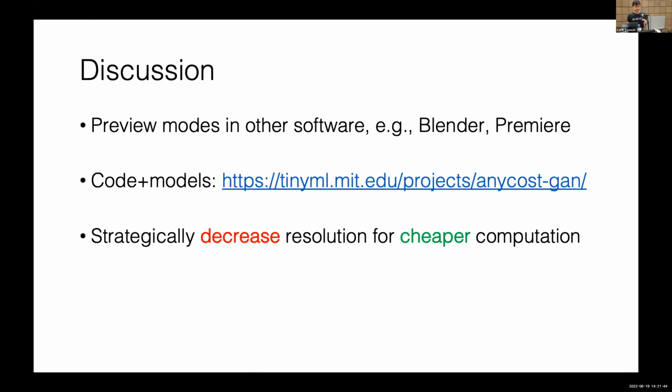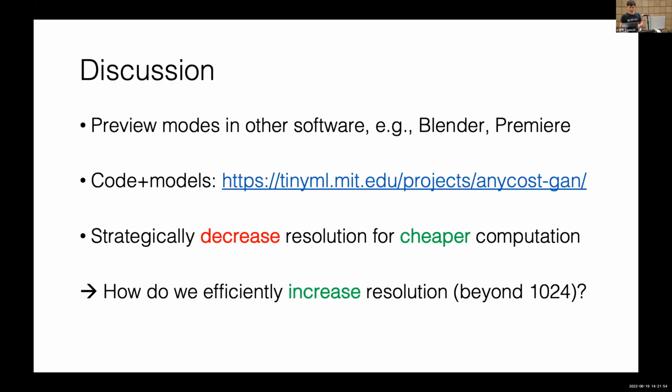Okay, so in this previous work, we were strategically decreasing the resolution for cheaper computation. Of course, we're also interested in improving the high-end quality of our results. And one way of doing that is increasing resolution. Now, this is actually quite difficult to do beyond 1024. One aspect of this is the higher resolution you go, the less data you have available.